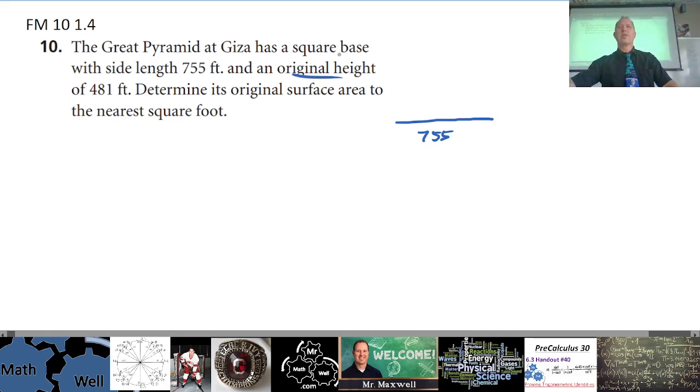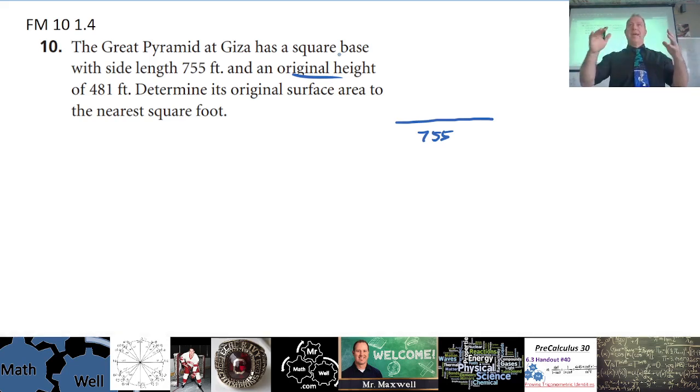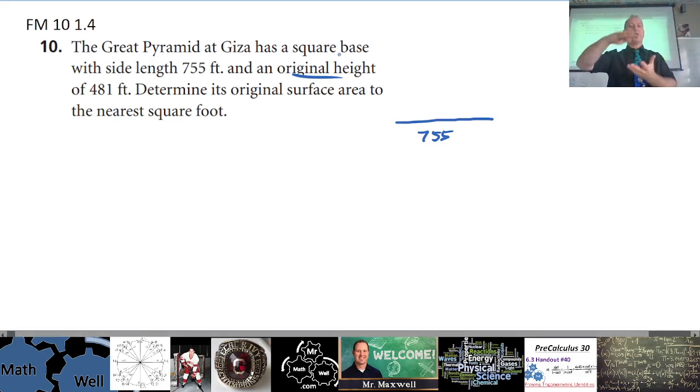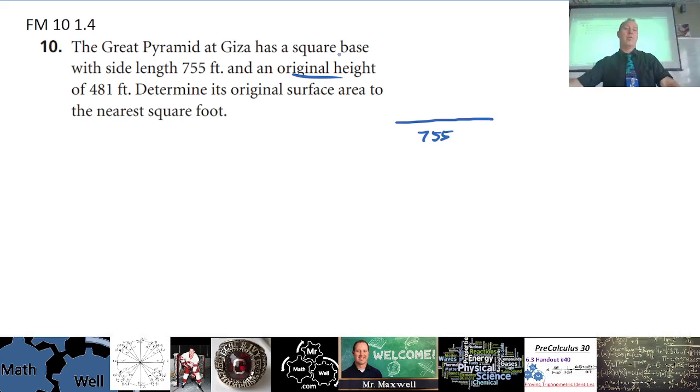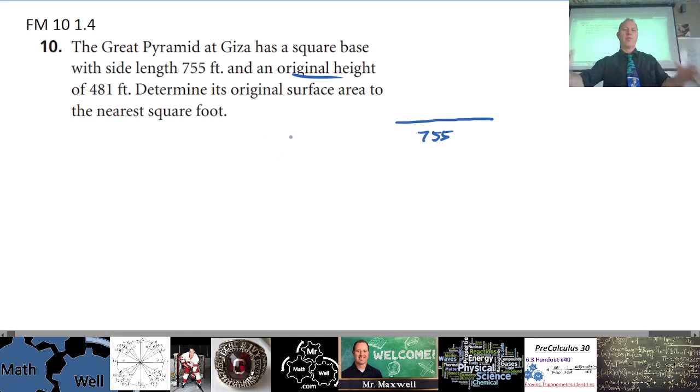Now, why do they say original? Someone asked me about this. They say original because if you remember in the pictures in the textbook, a lot of the edge pieces or the side pieces have fallen off. So some of that has chipped off over the years. So the original height, original surface area, they're talking about when it was originally made, what would all of this have been. They're just accounting for the pieces that would have chipped off.